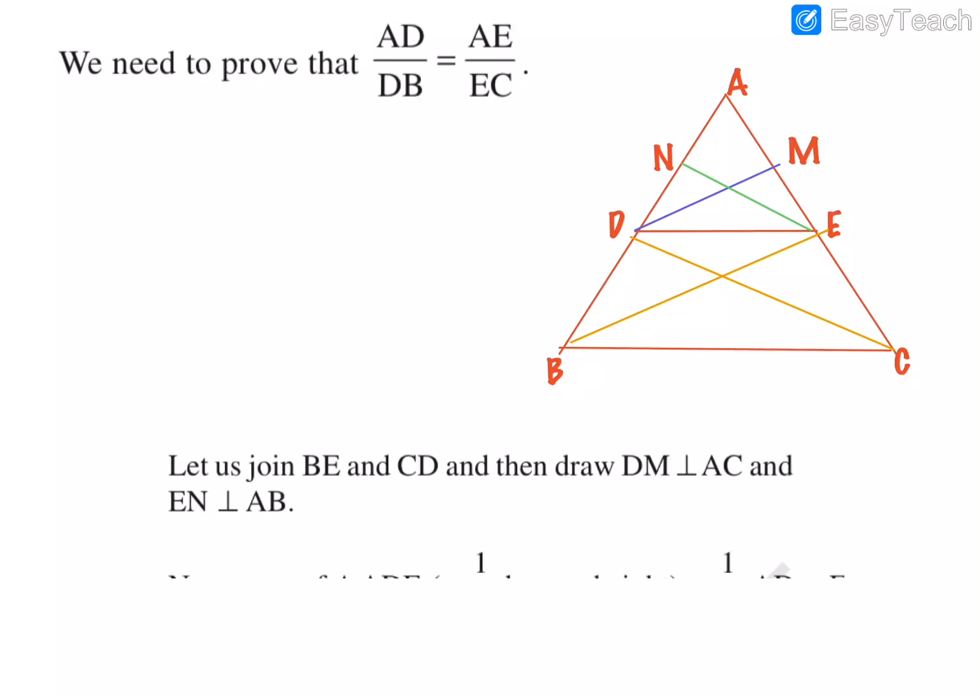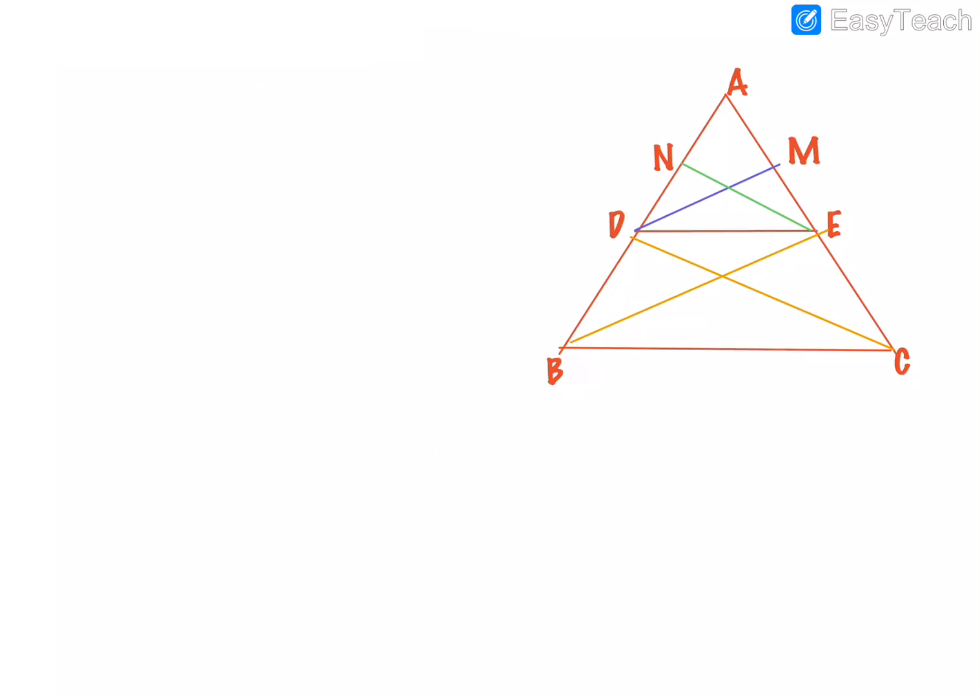So this is the construction we have done: BE and CD we have joined, DM perpendicular to AC we have drawn, and EN perpendicular to AB we have drawn. So these are the four constructions we have made. Now we are going into the part called proof. Now coming to our proof part, our main strategy is to use the area formula.